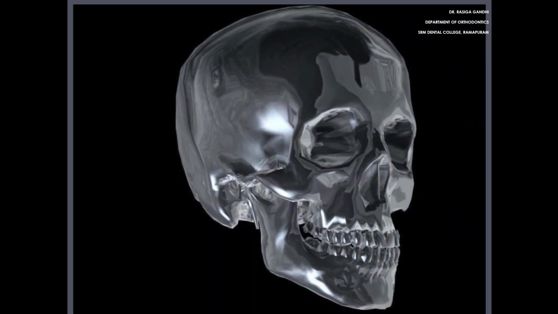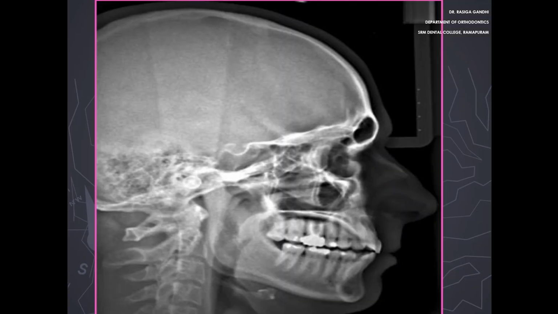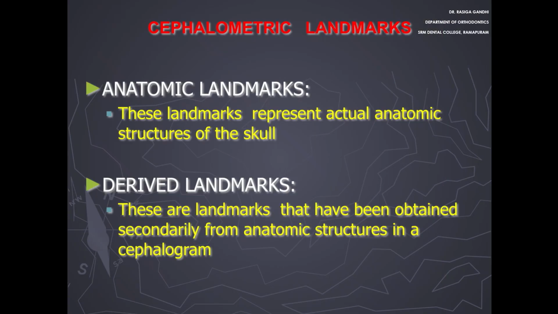Hi all, today we will be seeing some of the important cephalometric landmarks used for cephalometric analysis in orthodontics. A lateral cephalogram is a side view of the skull which shows the orientation of the upper and lower jaws and the teeth oriented in them. It is commonly used for routine diagnosis in orthodontics.